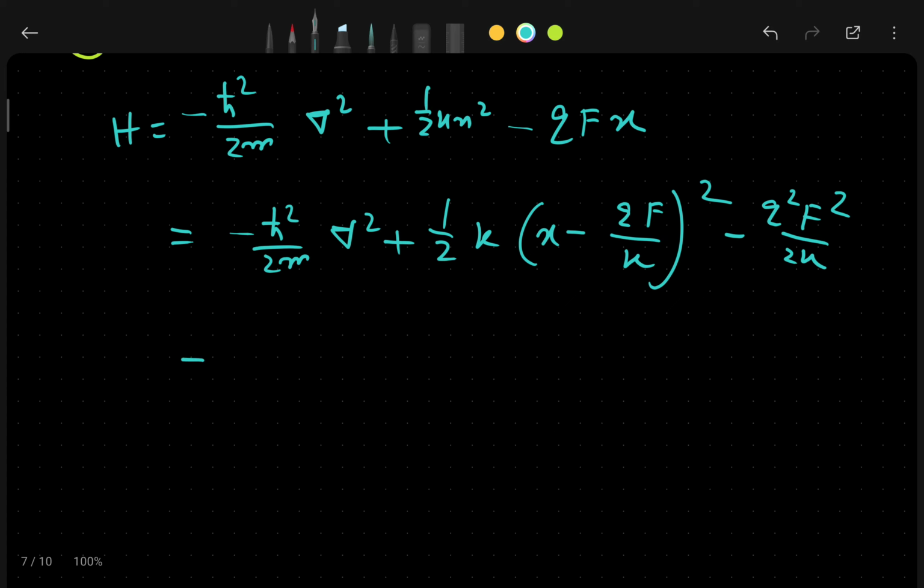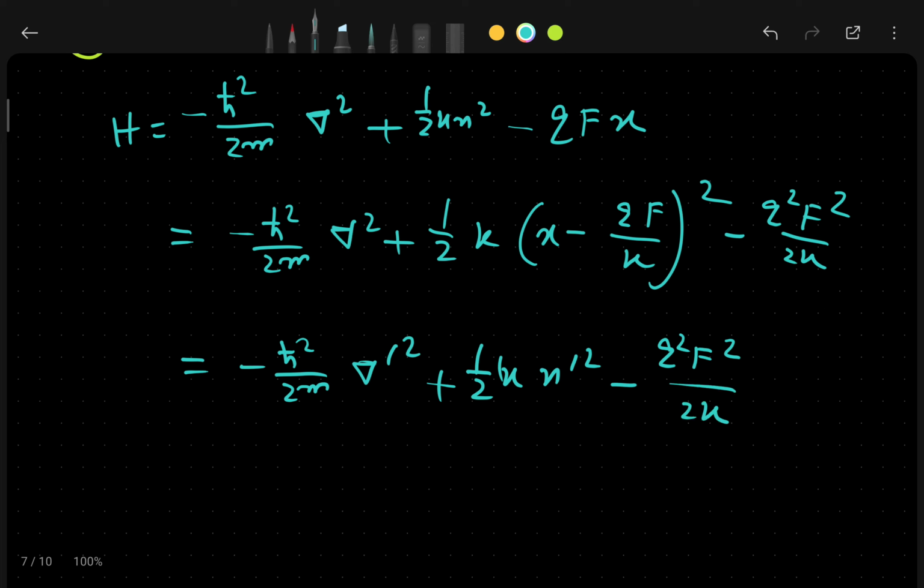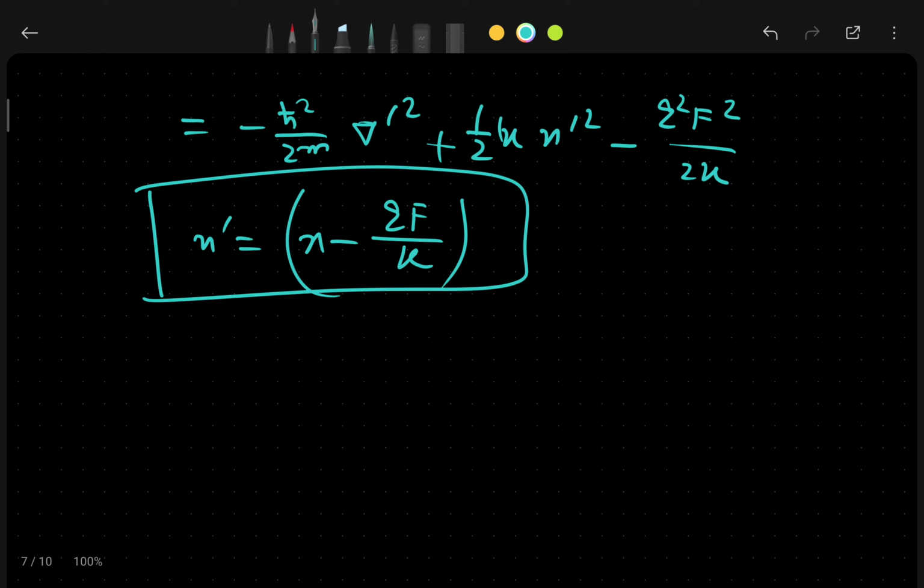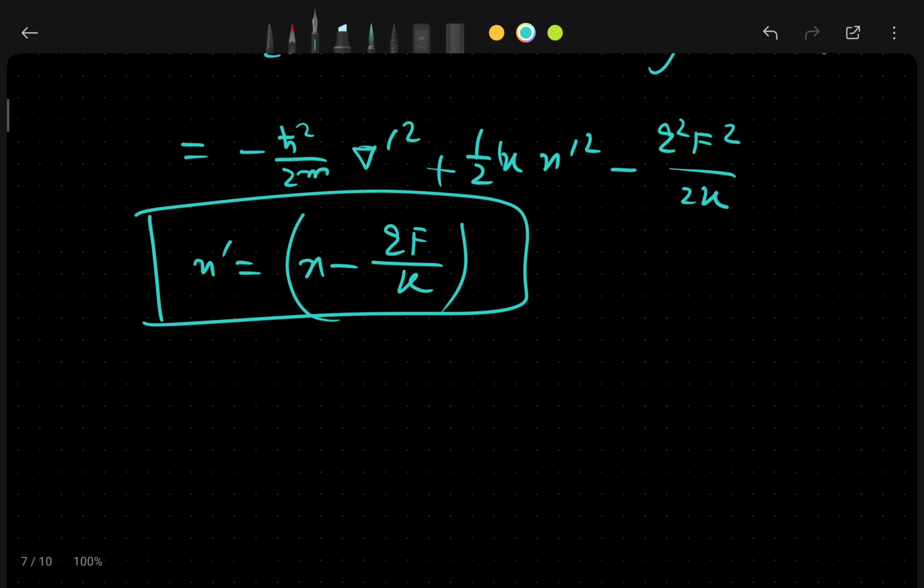So that can be treated as H = ħ²/2m ∇² + ½k(x − qF/k)² − q²F²/2k, where x' = x − qF/k. Hence the energy shift due to the perturbing electric field F x̂ is E' = −q²F²/2k = −e²F²/2k.